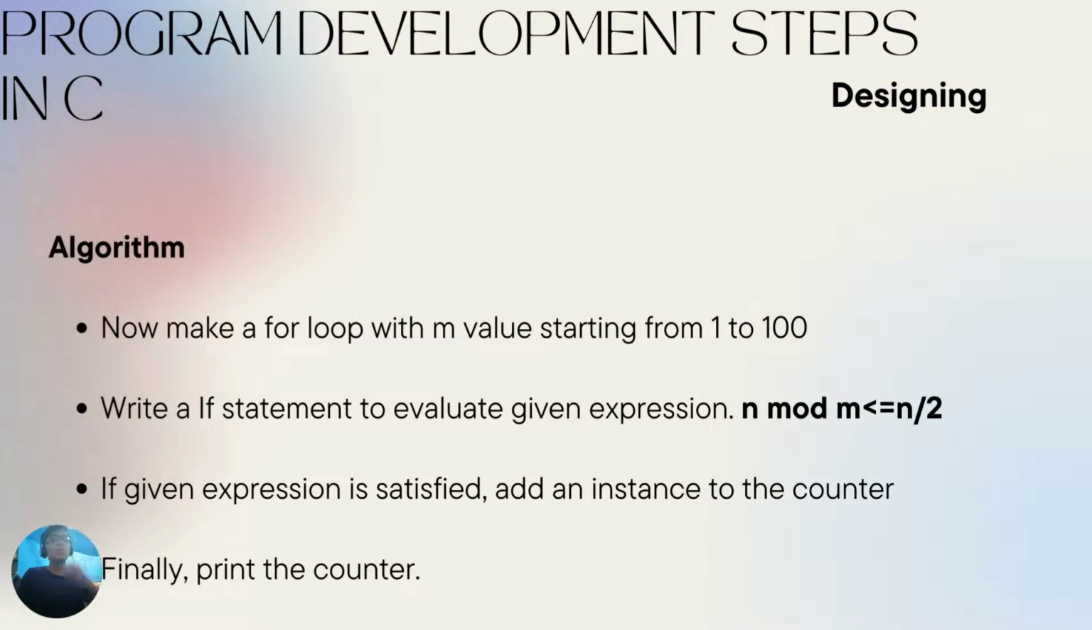So the loop which I was talking about should only iterate 100 times. Now make a for loop, my personal favorite, with m value starting from 1 to 100. Here m signifies the number of balls thrown. As the number of ball throws cannot start with 0, it should start with 1. Now write an if statement to evaluate the given expression n mod m less than or equal to n by 2. If the given expression is satisfied, add an instance to the counter. Finally, print the counter. That's it.